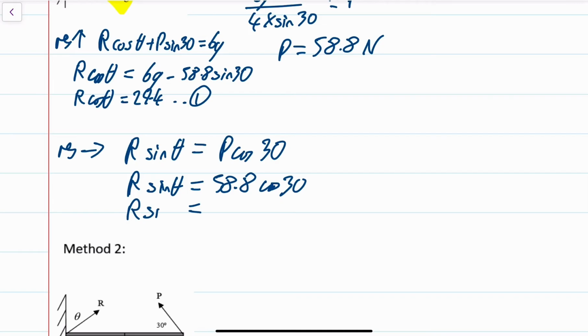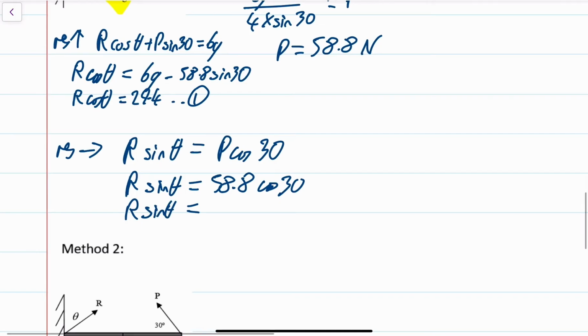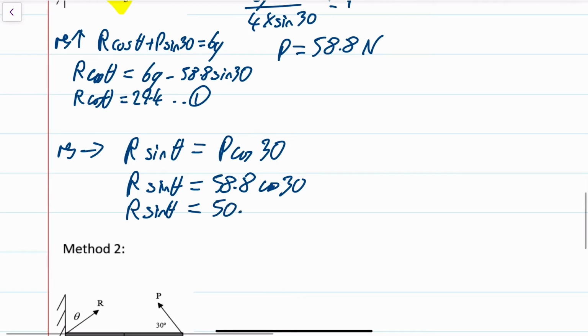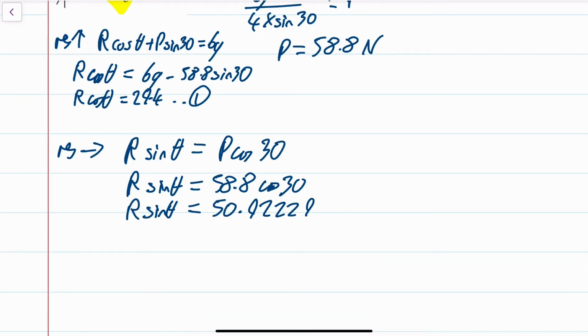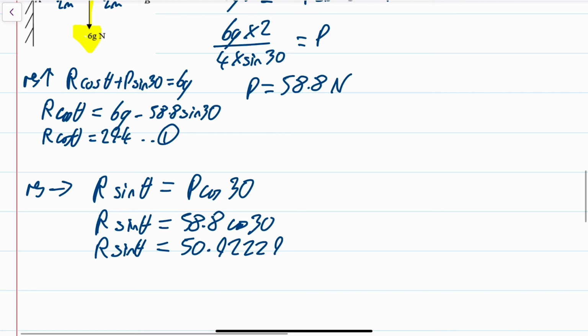My R sine theta then is equal to 50.92229. I will just leave it as that, 5 dp. It goes on a wee bit more, but that's enough accuracy. Right, now you've got equation 1, and you've got your equation 2 now as well. Now what you can do here is a lovely little trick.